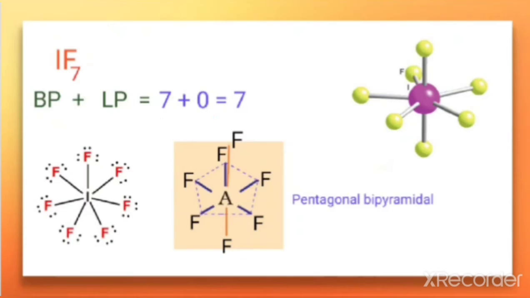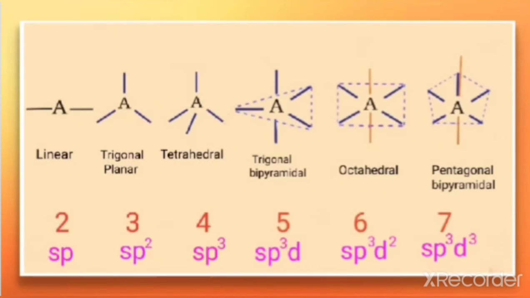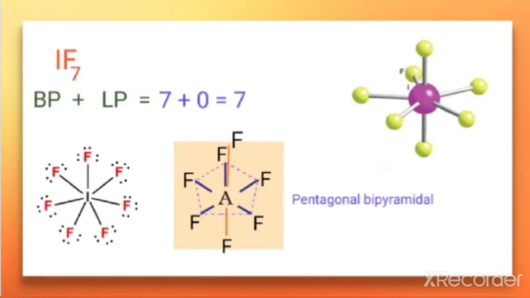So the total number of pairs is equal to 7. Now when you look at the chart, number 7 means the geometry is pentagonal bipyramidal. Hybridization is sp3d3. So we'll be making the structure, that is pentagonal bipyramidal. It's a pentagonal bipyramid. So that is a pentagon. You can see the 5 fluorine atoms are arranged in a pentagon, and one fluorine is above the plane, the other one is below the plane.